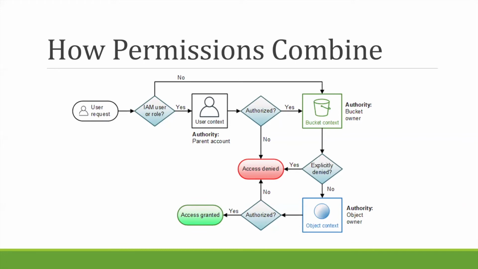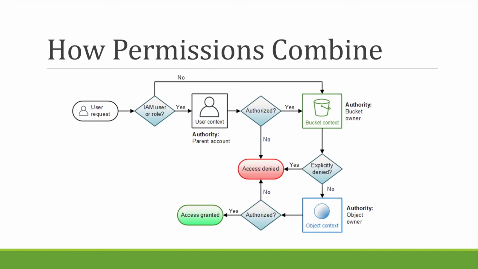Do they have access to S3 get object? And if so, which resources do they have access to? Does it include this bucket? If they do, then we go on. And we start looking at things from the bucket point of view. Notice we can skip that first step if it's the account owner.